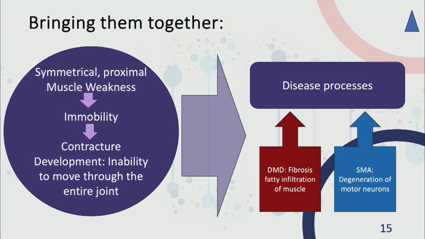So when we bring these two diseases together, we find this symmetrical proximal weakness drives this immobility, which then further drives the development of contractures as an individual loses the ability to move through the entire range of a joint. For DMD, this is driven by the fatty muscle infiltration, and for SMA, this is driven by degeneration of motor neurons. So we've got two different disease processes with very similar outcomes as far as it pertains to joint contractures.